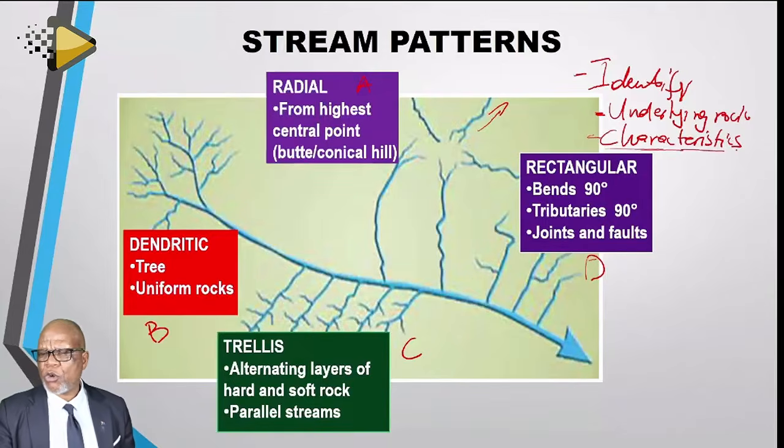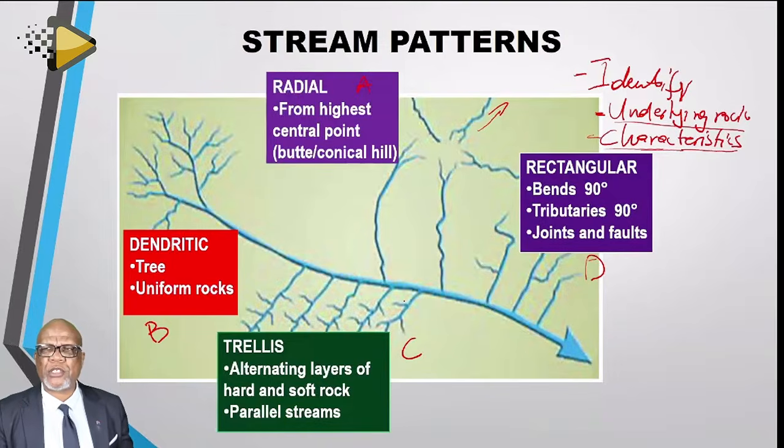So the question could be, how does the underlying rock influence the flow? How did the underlying rock influence the pattern here at the radial pattern? It's because the high-lying area makes water radiate. So it is an application question. You need to be able to apply the knowledge that you have studied in class.